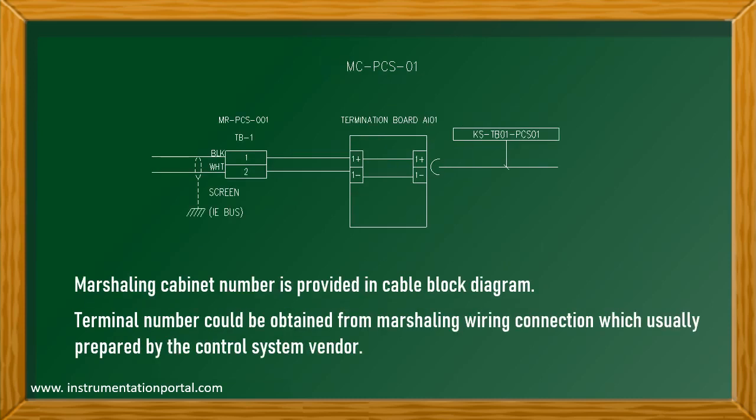This is the marshalling cabinet section. Marshalling cabinet number is provided in cable block diagram. Terminal number could be obtained from marshalling wiring connection, which is usually prepared by the control system vendor. In addition, if termination board or field terminal assembly is used, the information also shall come from control system vendor.